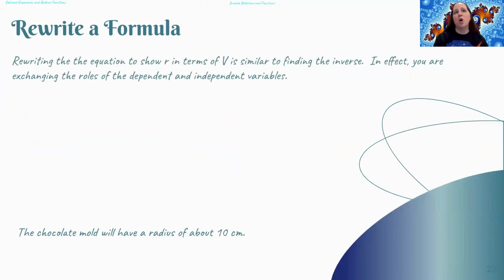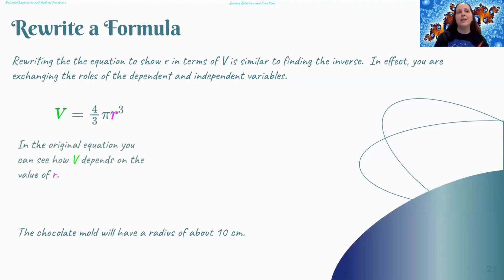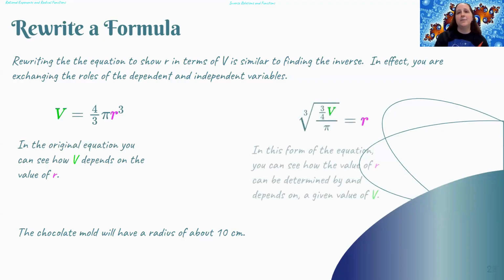So rewriting the equation to show r in terms of V is similar to finding the inverse. In effect, you are exchanging the roles of the dependent and independent variables. Again, V equals 4/3 pi r cubed. In the original equation, you can see that V depends on the value of r. V is my dependent variable, r is my independent variable. In this form, solved for the radius, you can see how the value of r is determined by and depends on a given value of V.